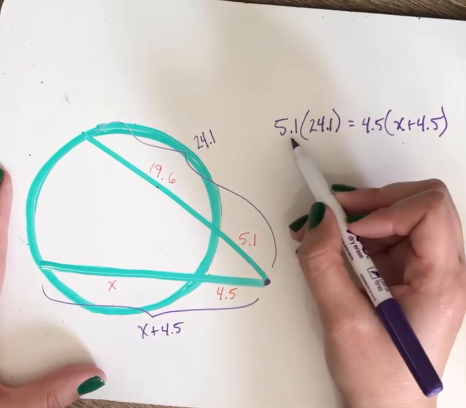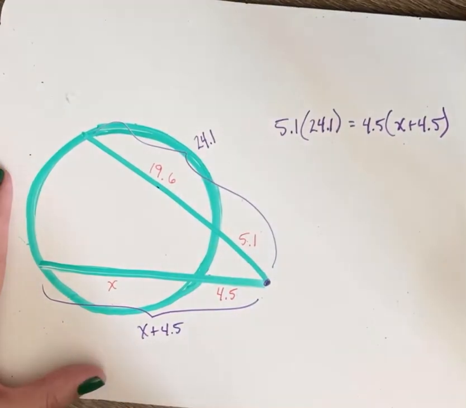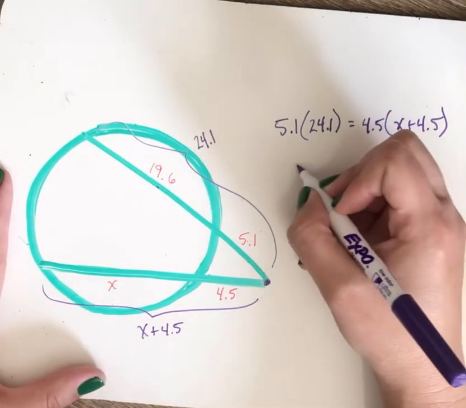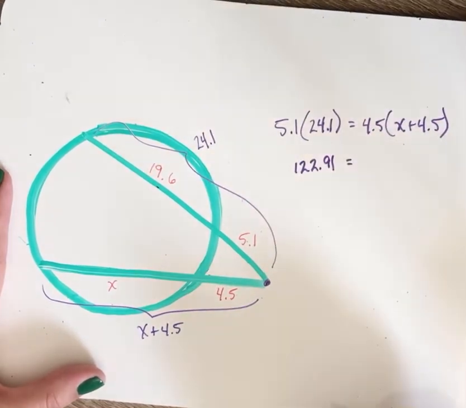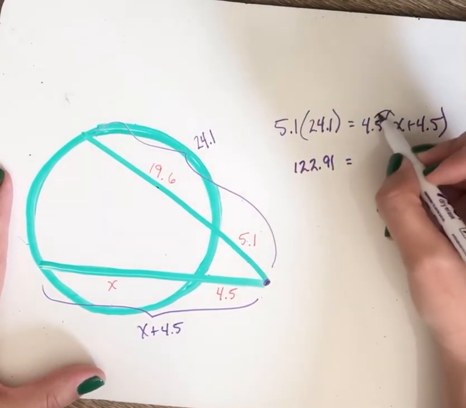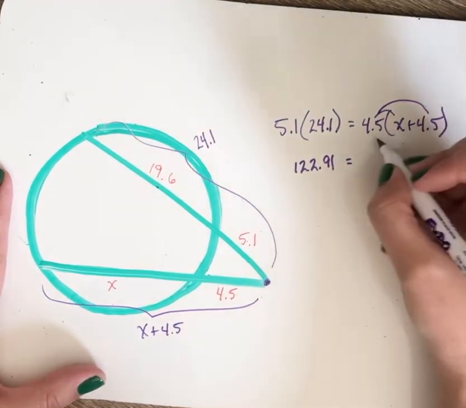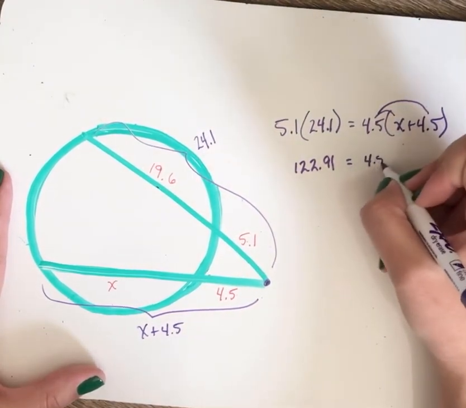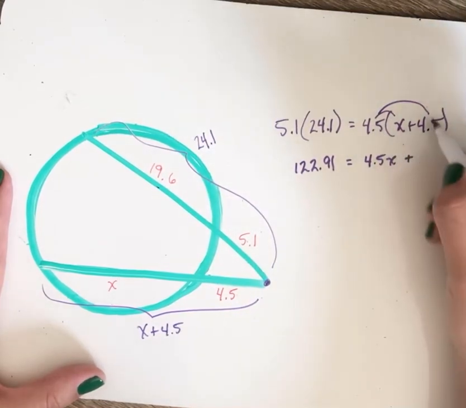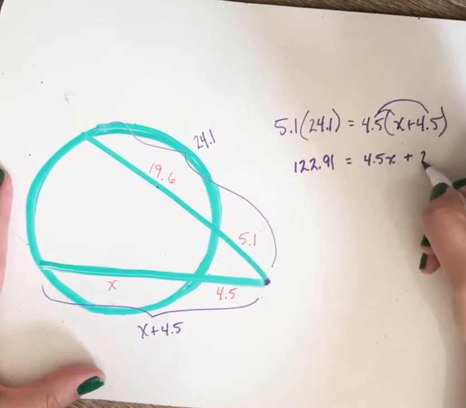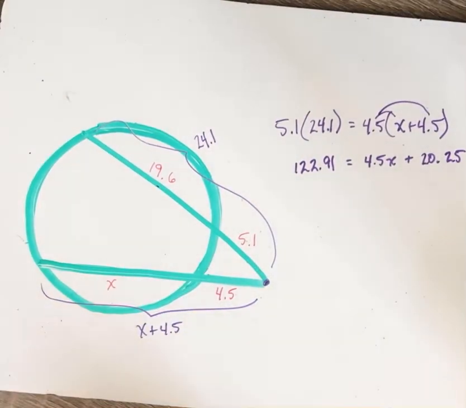So start by multiplying 5.1 times 24.1. When I do that, I get 122.91. On the right side, I need to distribute this 4.5. So 4.5 times x is just 4.5x. 4.5 times 4.5 is 20.25.